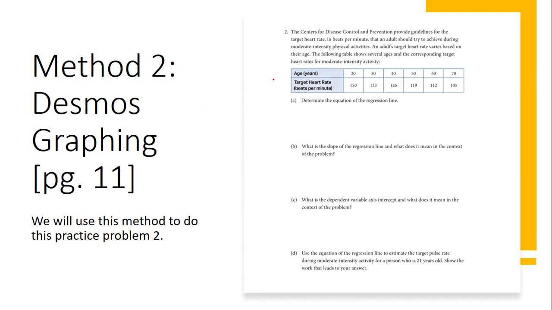So when we look at this, our age is our independent variable, correct? It's the thing that's going to control the next thing, right? And therefore our heart rate is going to be our dependent variable, our Y. All right, so we're going to go through the steps to do Desmos.